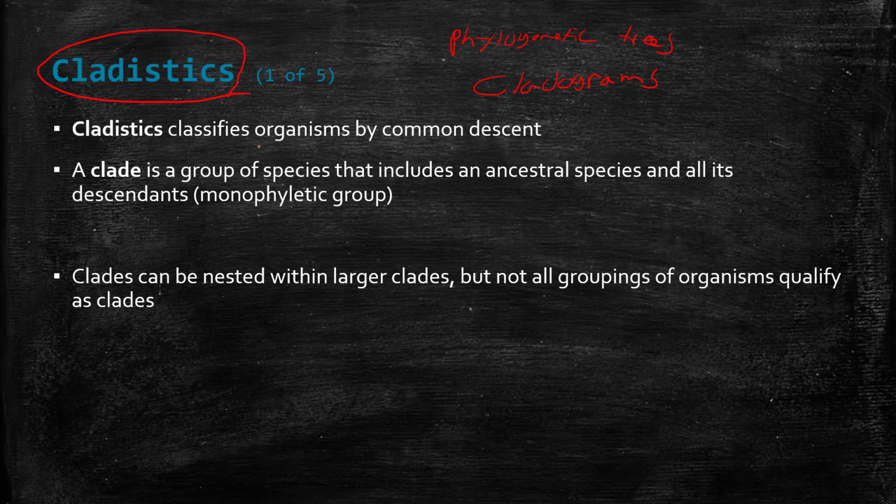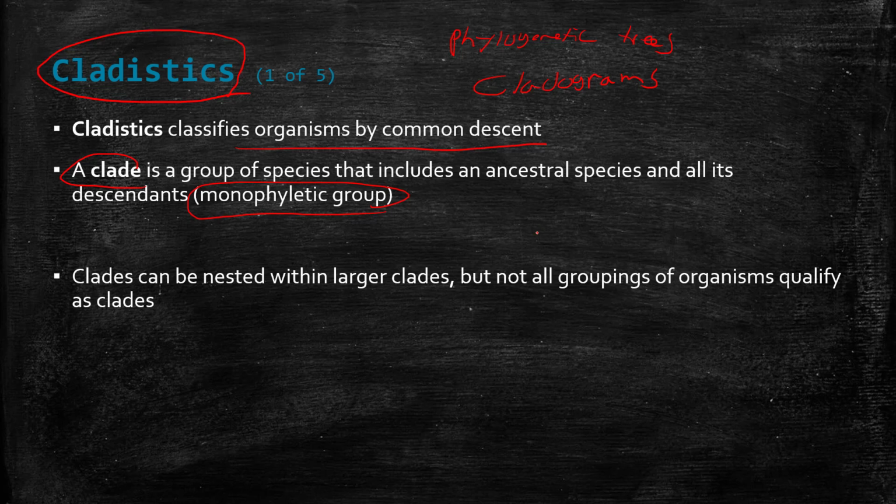Cladistics is a branch of taxonomy that classifies organisms based on common descent. And it has this word in it, clade. By definition, a clade is a group of species that includes an ancestral species and all of its descendants. Okay? And all of its descendants. Another word for this idea is a monophyletic group, which we'll get to in a minute. A clade is an ancestor and all of its descendants, and that's how we try to group organisms when we name them using modern cladistic techniques.